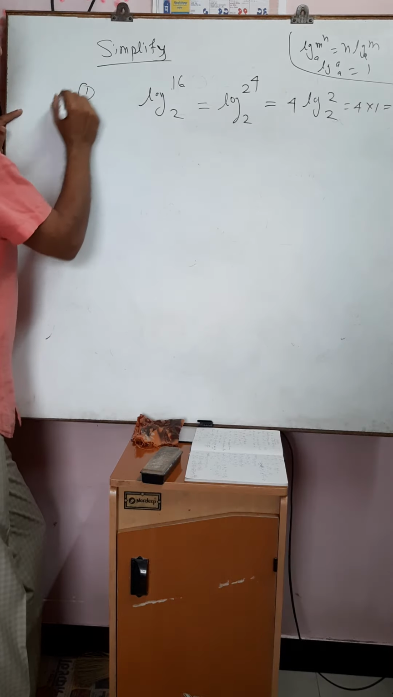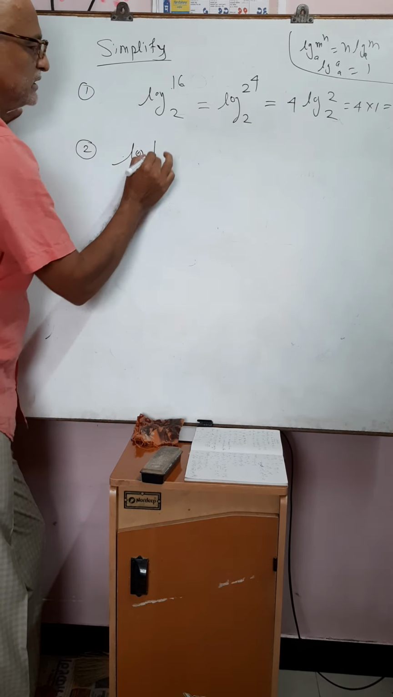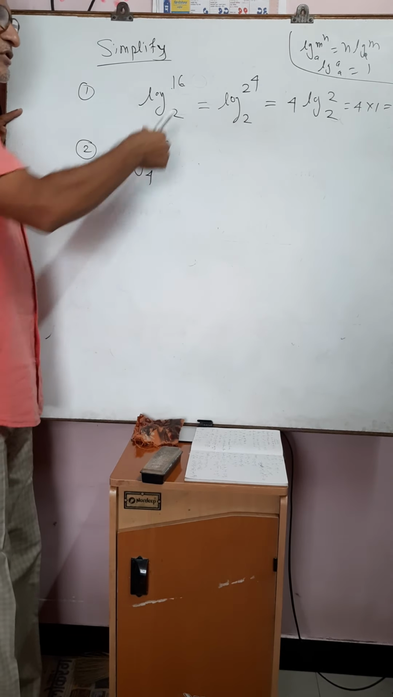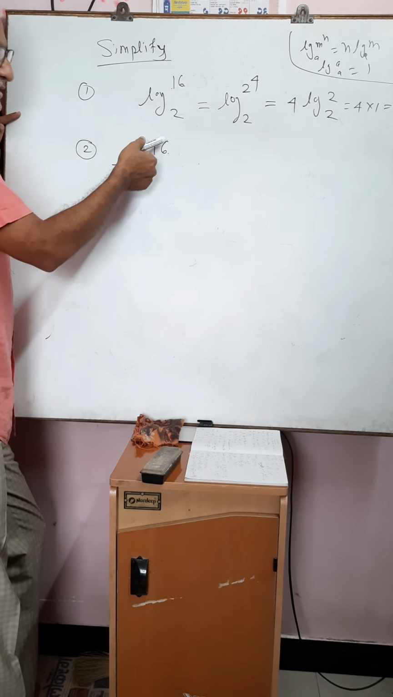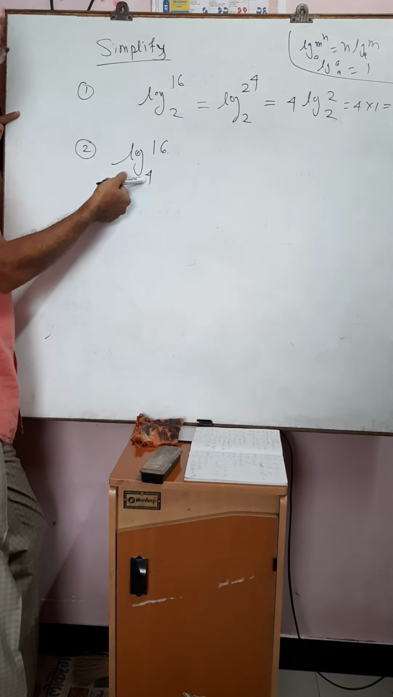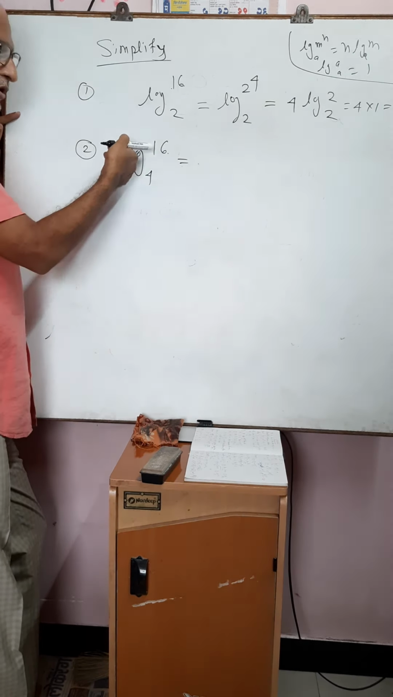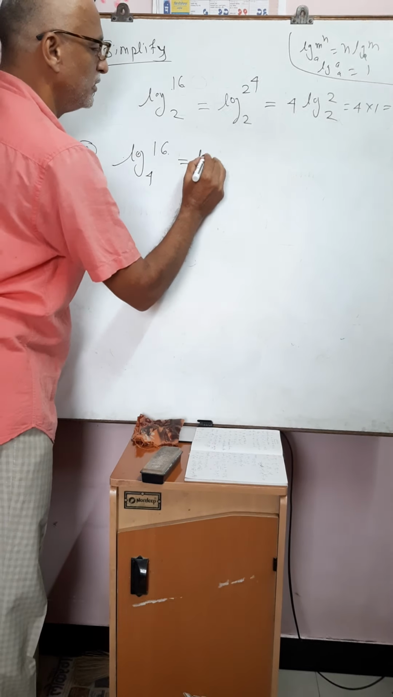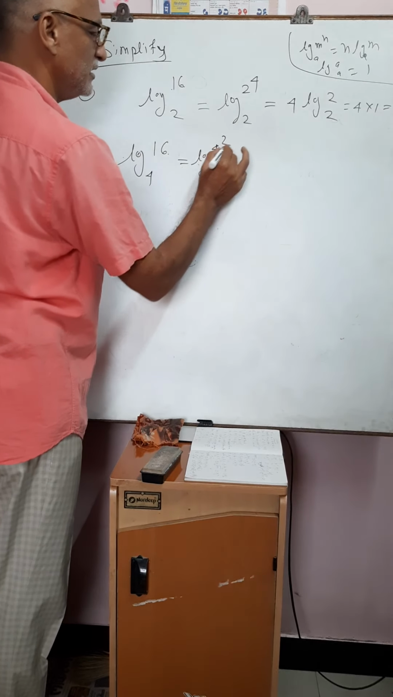For better understanding, we'll solve the same problem with different base. This is the first one. Second one, see here, it is log of 16 to the base 4. First case में था base 2. In the second case, the problem is the same, 16 to the base 4, but here the base is 4. Now since the base is 4, we have to write 16 in terms of 4, so log of 16 can be written as 4 into 4, that means 4 square to the base 4.